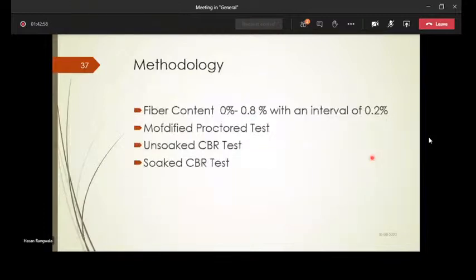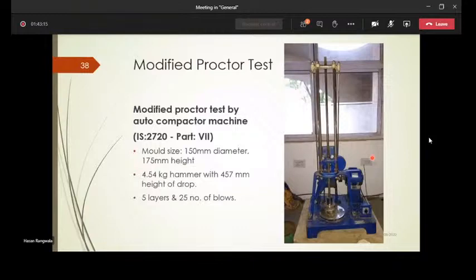strength of the soil. Again, we have taken 0 to 0.8 percentage of fiber in the interval of 0.2, and we have done the modified Proctor test and also soaked and unsoaked CBR. So these are some basic details about the Proctor test that is being used.